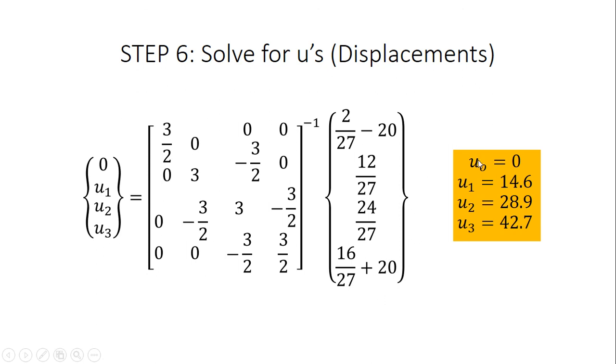And if you do this, you end up with, again, remember, U naught is equal to 0, U1 is equal to 14.6, U2 is equal to 28.9, and U3 is equal to 42.7. Remember, again, this just tells us how much each of the nodes are displaced. So that's how you do finite element analysis for 3 linear elements in 2 dimensions.